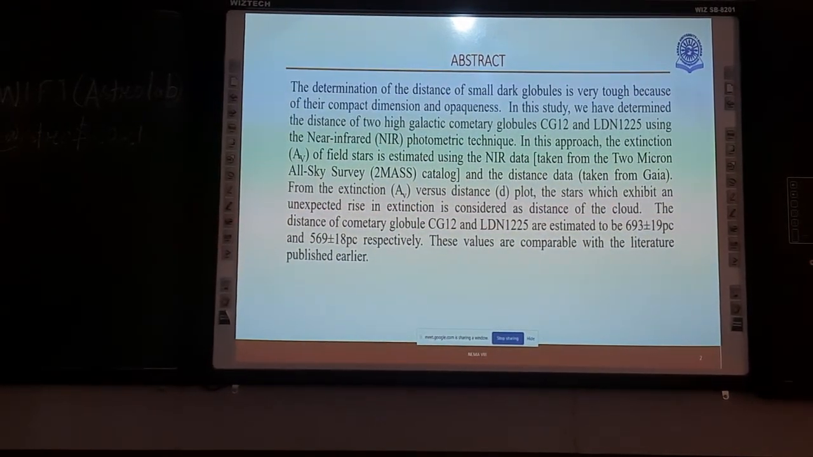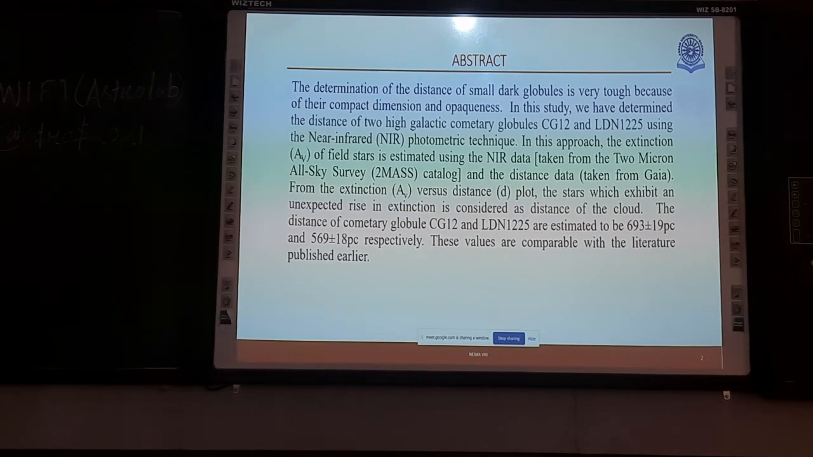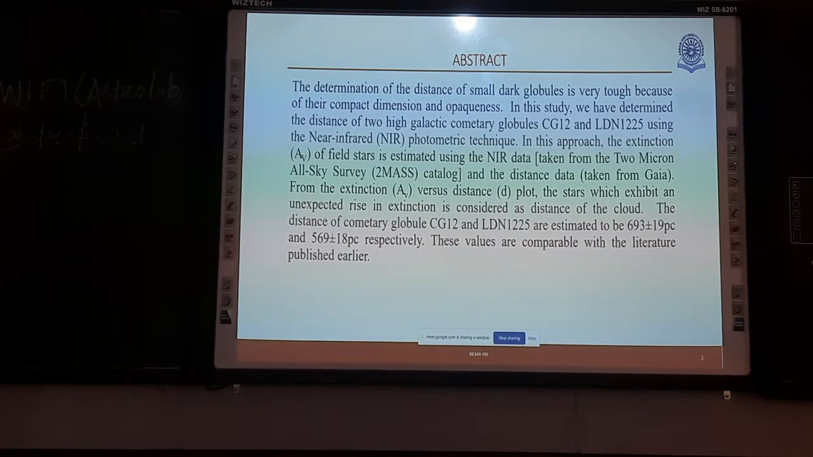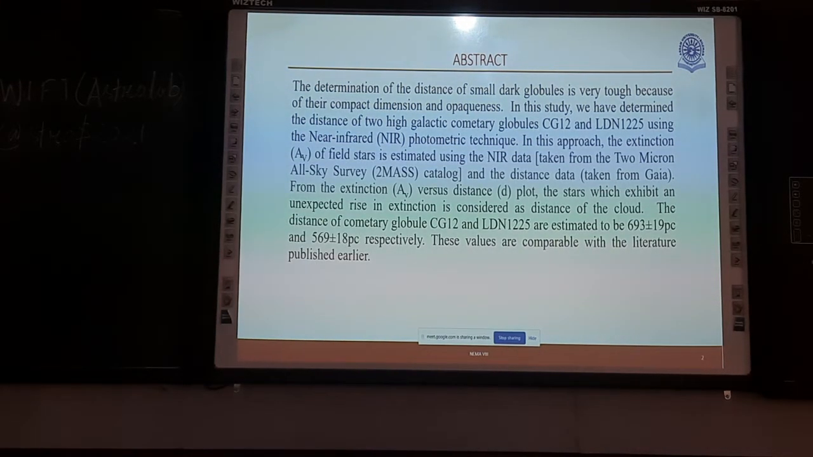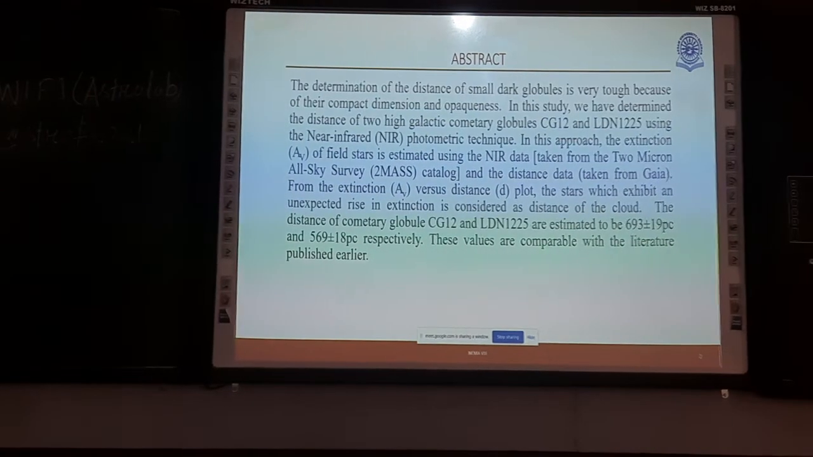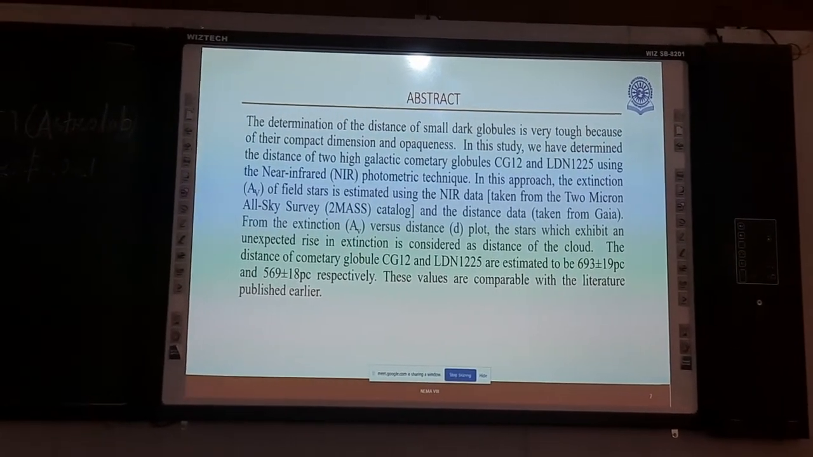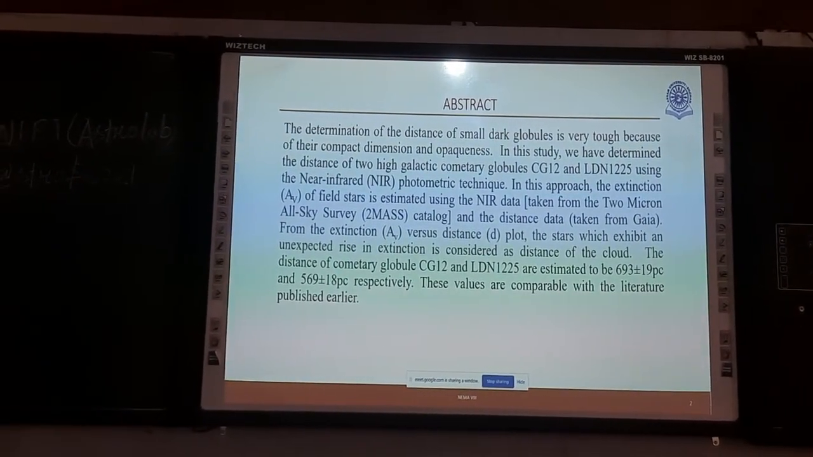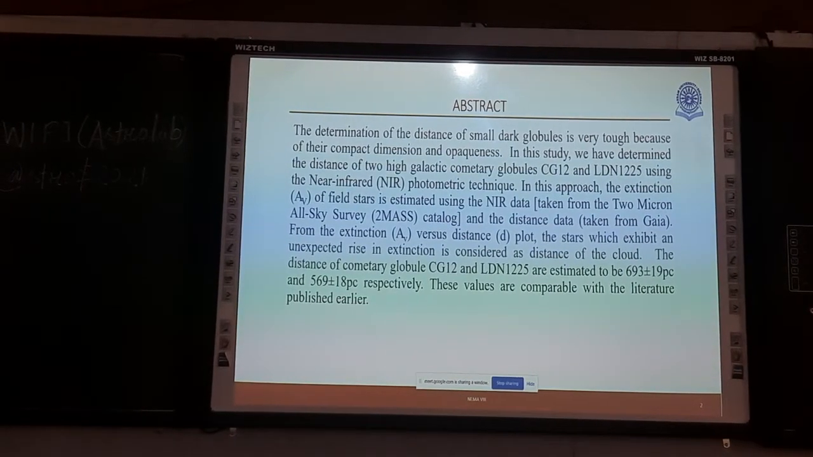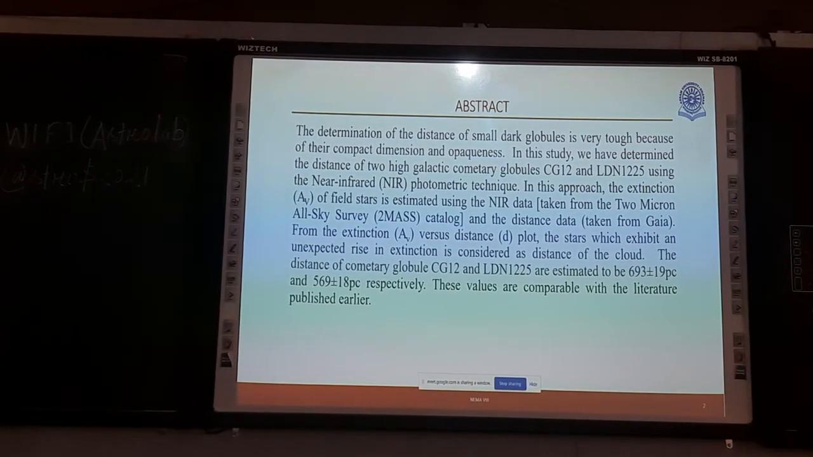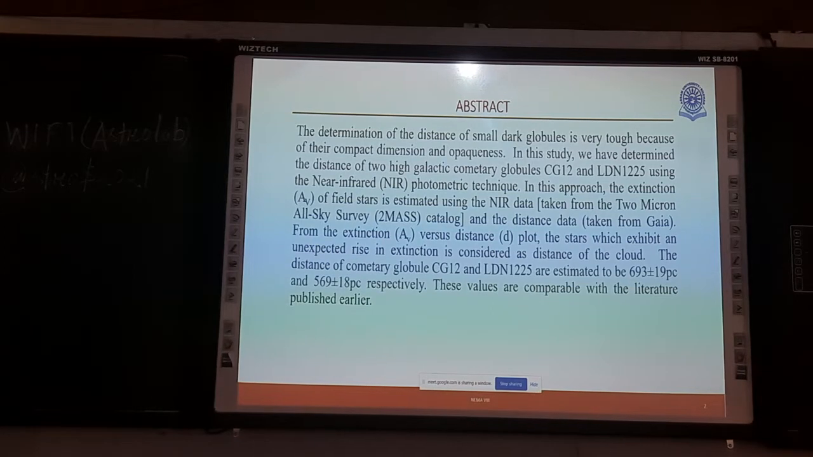Now, the determination of distance of small dark globules is very difficult to calculate because of their compactness and opaqueness. In our study, we have determined the distance of the two high galactic globules, CG12 and LDN1225, using the NIR photometric technique. With the help of this technique, first of all, we have calculated the 2MASS data, and then we have calculated the distance using the Gaia data.